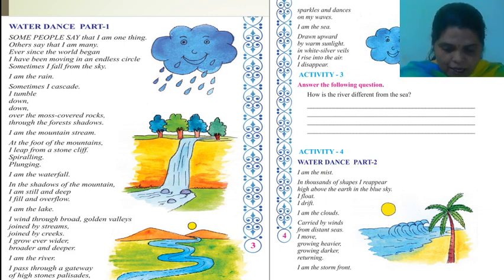Then I am the clouds carried by winds from distant sea. Carried by winds. Winds के साथ में चलता रहता हूँ. From the distant sea, I move. आप देखे हो क्लाउड कभी कभी मूव करता है. Growing heavier. Then मैं heavy बन जाता हूँ. And growing darker. कभी कभी मैं black cloud बन जाता हूँ. And returning, I am the storm front, and I'm warning all the people. I'm warning to you all. The storm is coming. I am the storm front. अभी थोड़ी दिन में storm आ जाएगा.